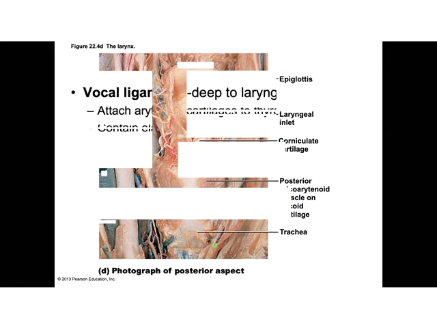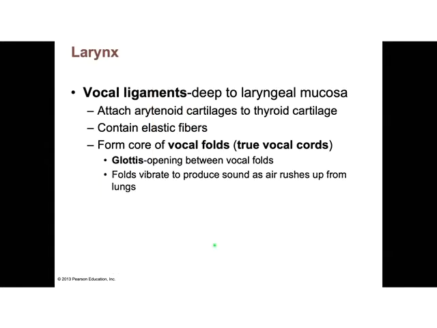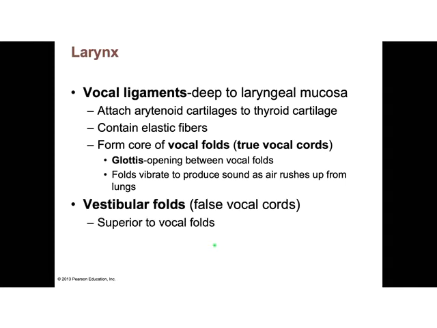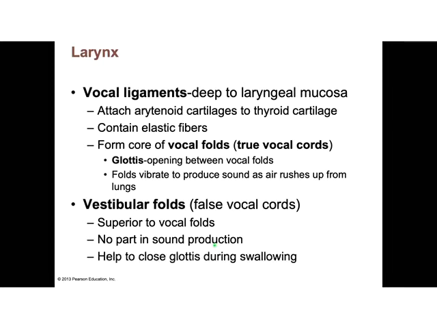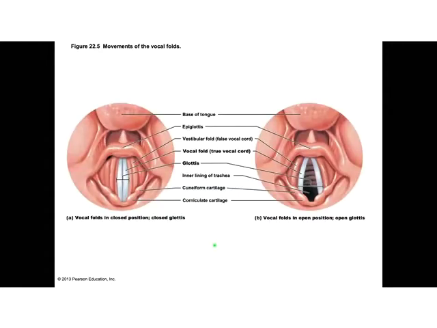The vocal ligaments are deep to the laryngeal mucosa, and they attach the arytenoid cartilages to the thyroid and have elastic fibers in them, and they form the core of the true vocal cords. The glottis is just the opening between the cords, and the folds vibrate to produce sound as the air rushes past them from the lungs. The vestibular folds are superior to the vocal folds, and they don't play a part in sound production, but they do help to keep food from going down into your trachea when you swallow, because they provide lateral protection.